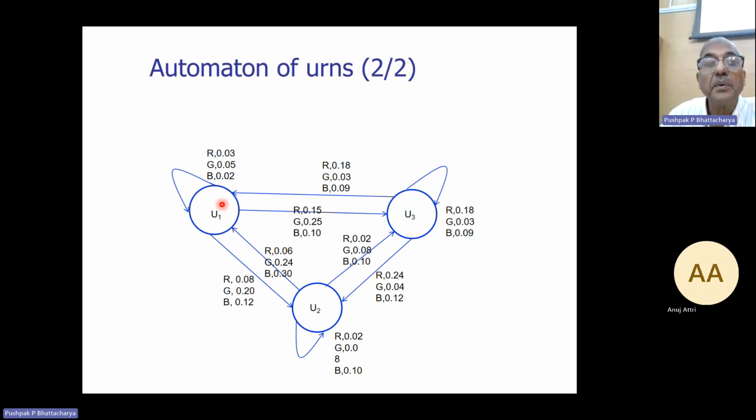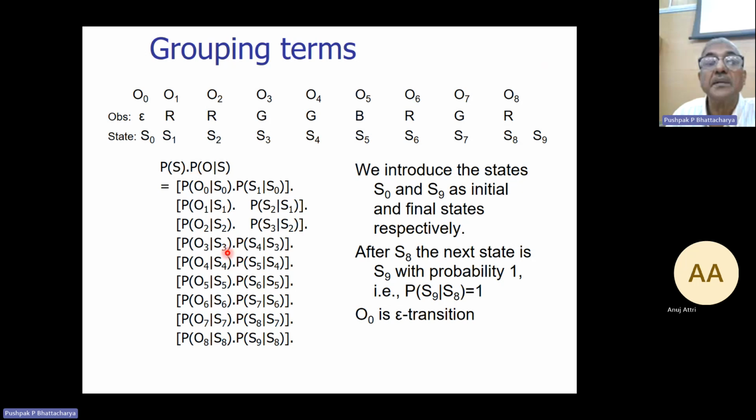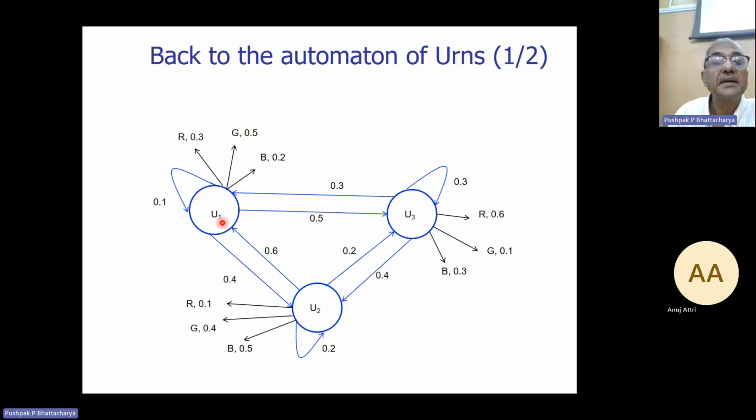So why are we able to multiply the probabilities? Because of these steps. We take components of transition probabilities and observation probabilities and multiply them. So the automaton which was here, U1 to U1, U1 to U2, U1 to U3, etc., and these transition probabilities were obtained. And we had observation probabilities also, R, G, and B coming from a state. What we do is that we simply multiply probability of R given U1 and probability of U1 given U1.